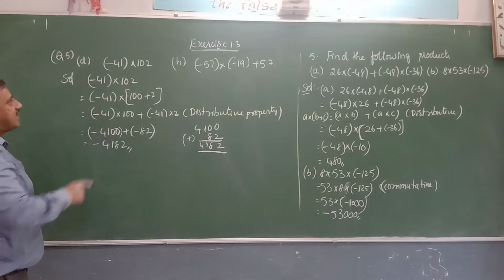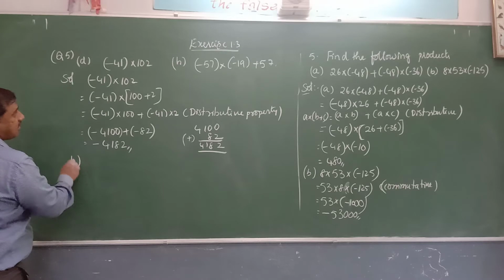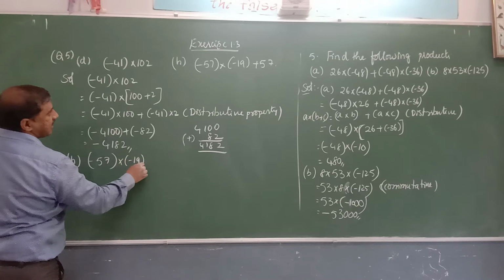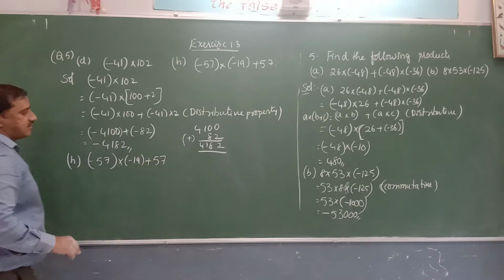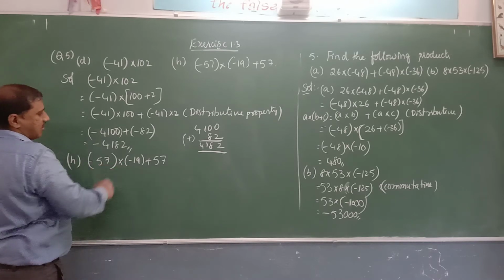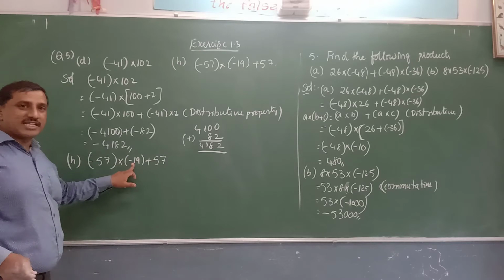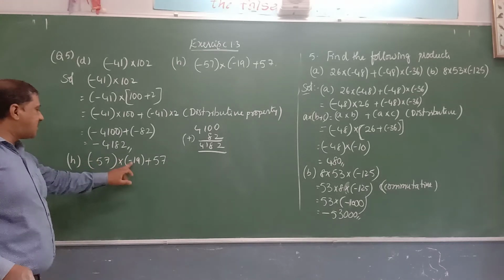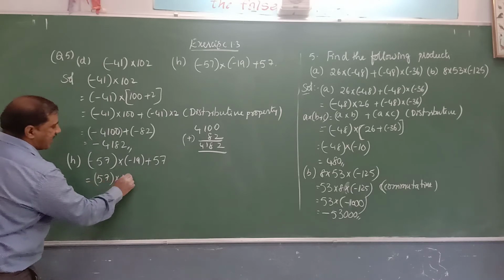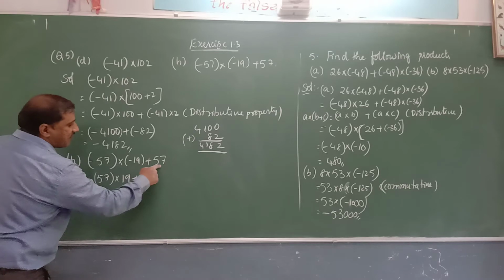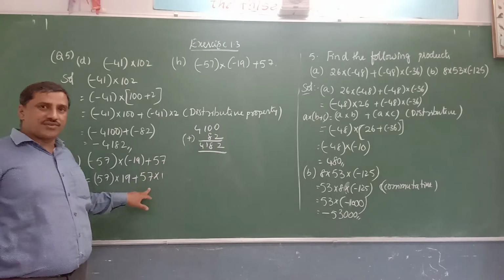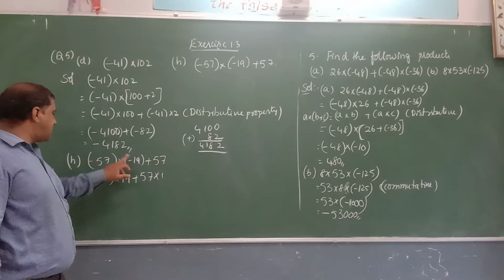Right. Now we see minus 57 into minus 19 plus 57. Now you see here minus 57 into minus 19. Minus into minus is plus, so we can write it as 57 into 19 plus 57. 57 I can write as 57 into 1, which is also equal to 57. So I have changed minus into minus to plus.